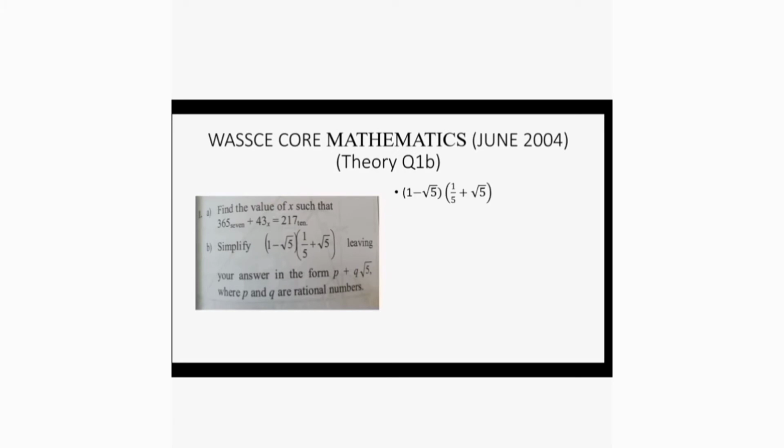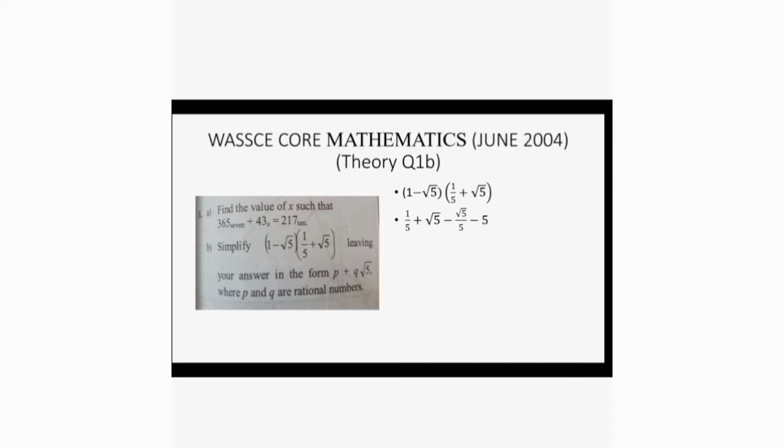This is theory question 1b. And it reads, simplify (1 minus root 5)(1 over 5 plus root 5), leaving your answer in the form p plus q root 5, where p and q are rational numbers. So first of all, what we need to do is to expand the expression. 1 is supposed to multiply 1 over 5 plus root of 5, and then minus root 5 is also supposed to multiply same. So 1 times 1 over 5 will give us 1 over 5 plus 1 times root 5 will give us root 5.